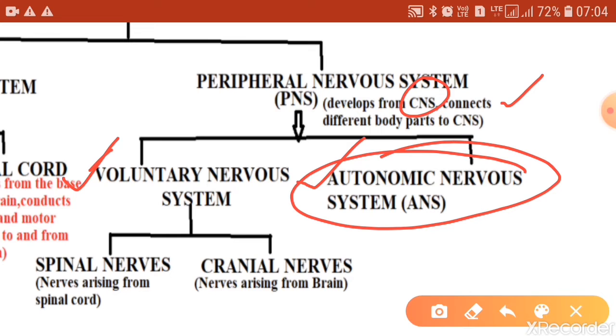Now, the voluntary nervous system or the peripheral nervous system is made up of nerves which are connected to your central nervous system. So, these nerves are of two types.